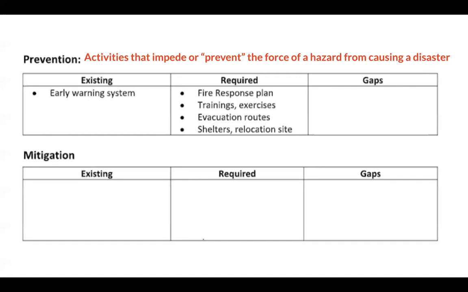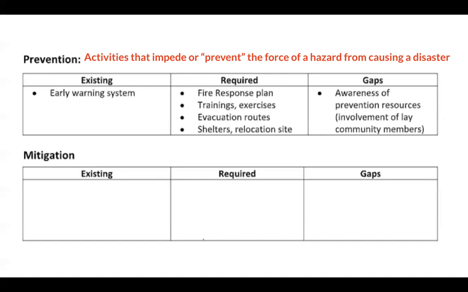The last box in this table is gaps. And this is where we can try to identify why our community doesn't have those resources listed in the required section and what we should focus on to fill that gap. So here we can say awareness of prevention resources and involvement of community members, because there are opportunities for emergency resources to be better communicated to community members who can also create their own trainings or plans if necessary.